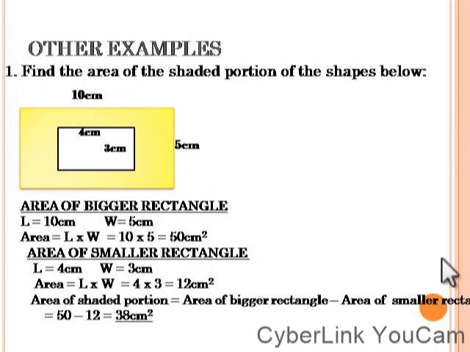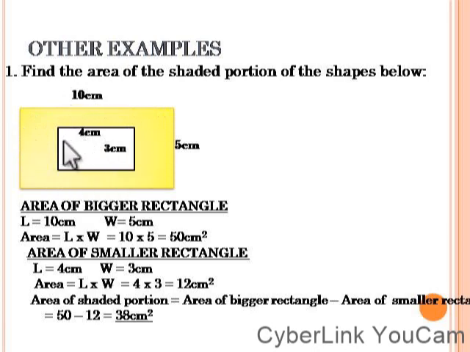Here we have a question. The question says, find the area of the shaded portion of the shape below. We are looking for the area of the shaded portion. Imagine this shape to be the parlor of your house, and this happens to be the table that is covering some part of this parlor. And you are asked to find the area of this parlor not covered by the table. It's just like saying, find the area of the shaded portion.